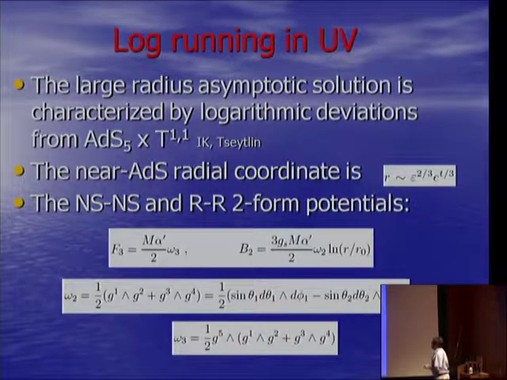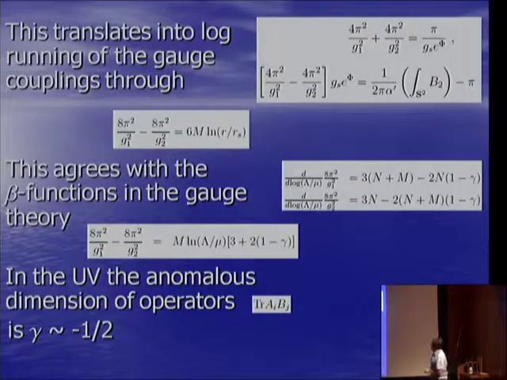Now, if you look at the UV approximation where you can ignore the deformation, the solution simplifies, and you see lots of logarithms. You basically see logarithmic RG flow. So it turns out this quantity B2, which is the 2-form flux through the 2-sphere, basically measures how the difference of 2 gauge couplings flows as a function of R.